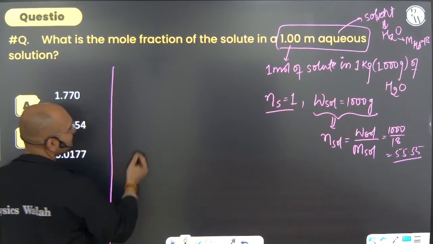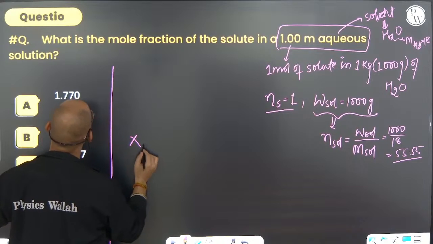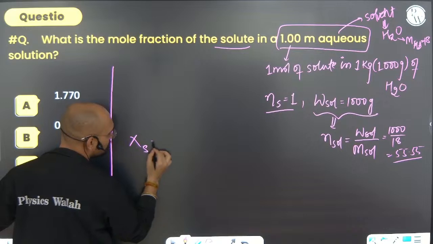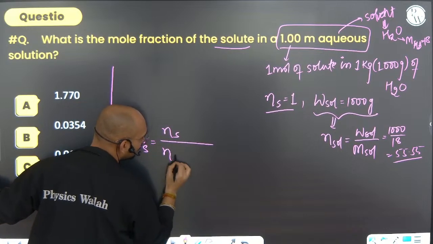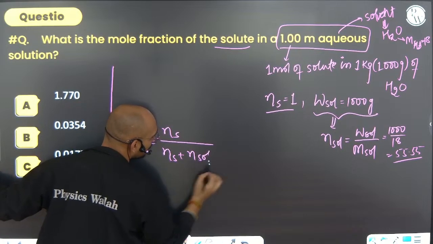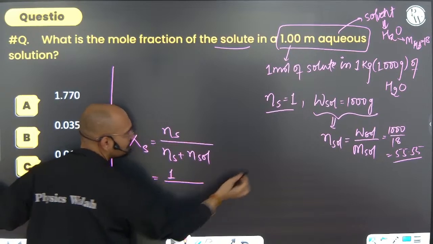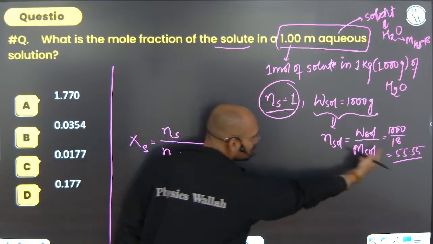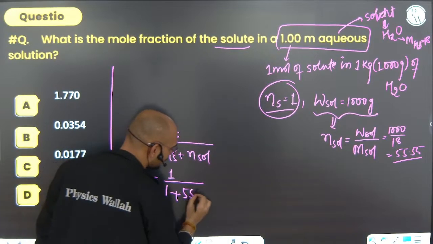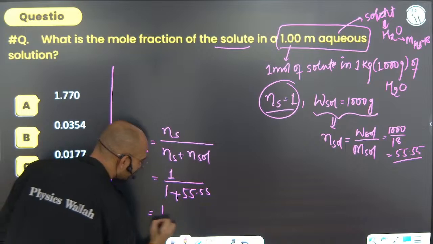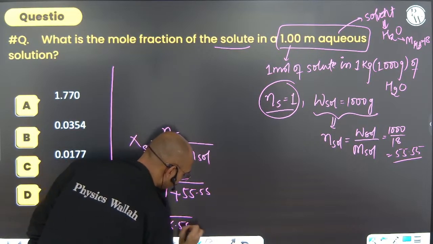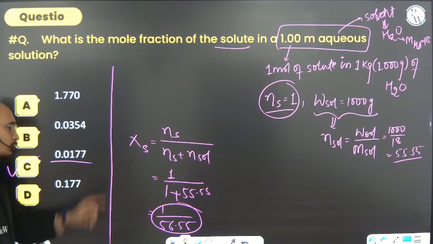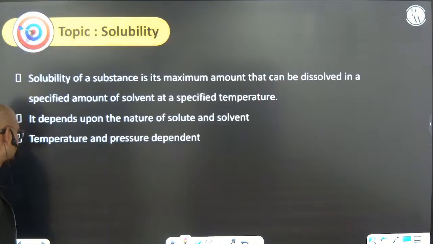So in such case it is asking for mole fraction of solute. So mole fraction of solute will be equal to moles of solute by moles of solute plus moles of solvent. Moles of solute is how much? We have seen that it is 1, divided by 1 plus moles of solvent, which is 55.55. So that is 1 by 56.55, which comes out to be somewhere around 0.0177. Please check it. You will get that.